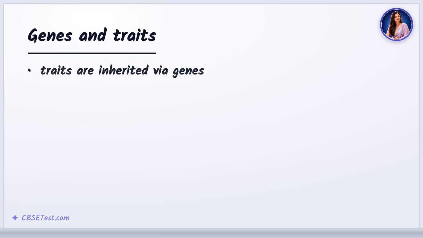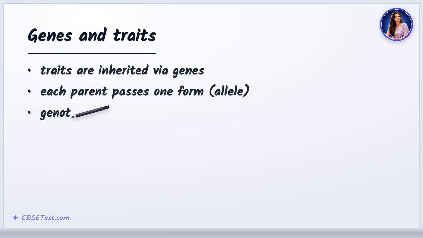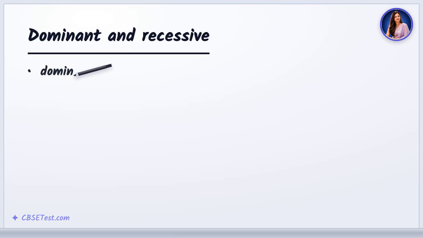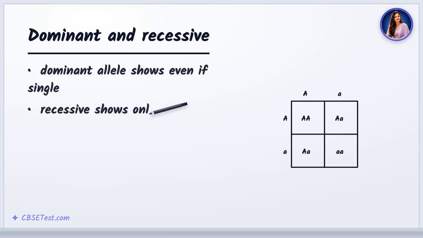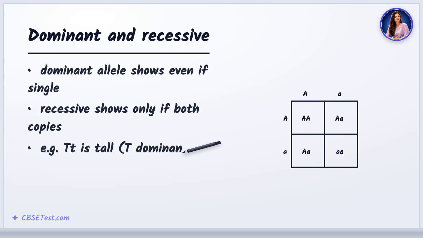Traits are carried by genes. Each parent passes one form, called an allele. The combination of alleles, the genotype, decides the visible trait, the phenotype. A dominant allele shows its effect even with one copy. A recessive needs two copies to appear, so TT is tall because the tall allele T is dominant.